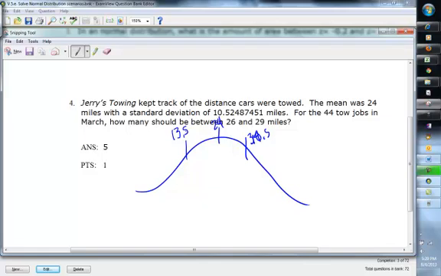Okay, so we want to know what percent are between the values of 26, which is here, and 29, which is here. We want to know what percent that is first, and then once we find that percent, we're going to multiply that by 44 cars, 44 tow jobs, to find out how many that would be between 26 and 29. I'm going to say this percent is about 10%. It's not very much, I can tell you that.